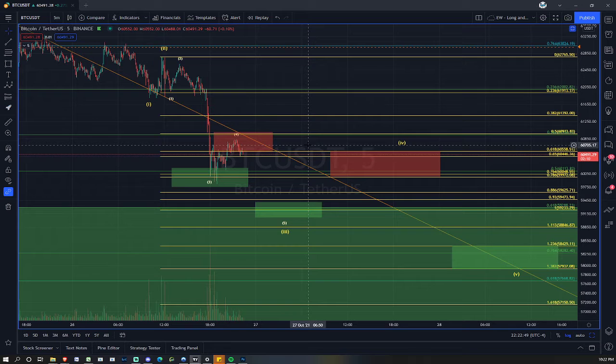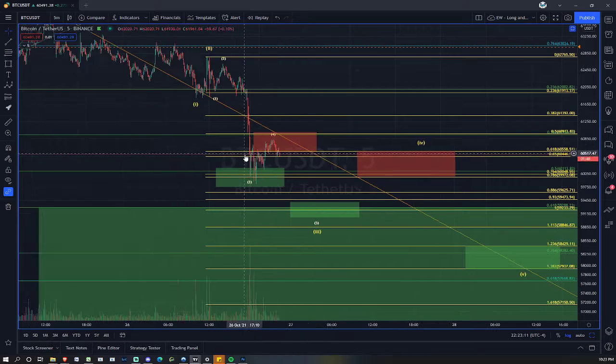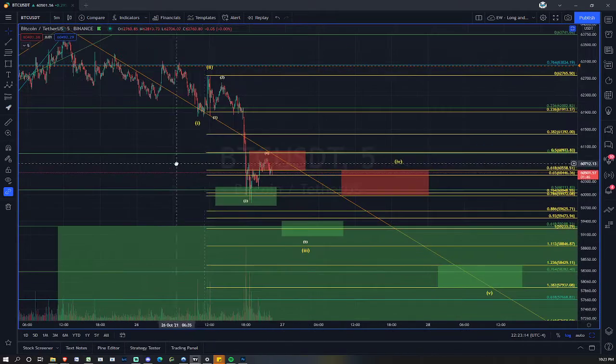So, what does that mean? That means actionable things that we can use here. As long as we remain below this red box here, we should see a push into this zone right here, right around 59K. And then it has the potential that is the end of it, right? Which is what I was trying to decide. Maybe that's the end, maybe not.